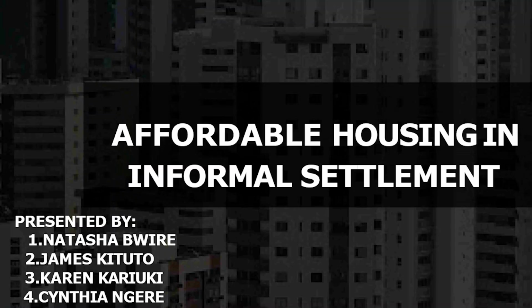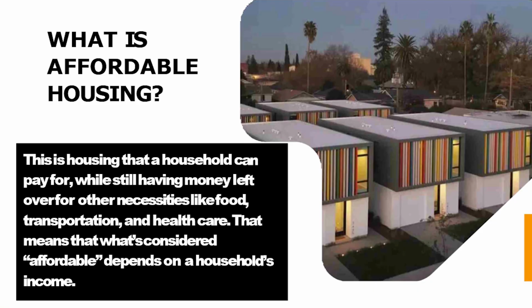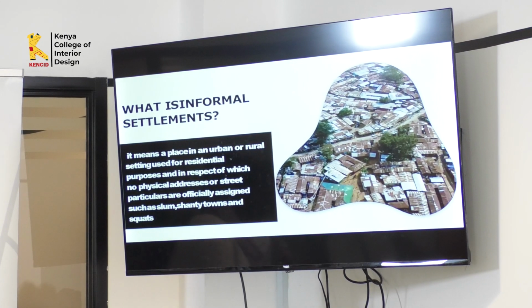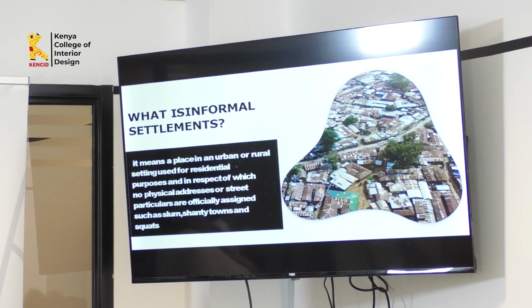So as she has said, today we'll be presenting to you about affordable housing in informal settlements. We're going to start by explaining the definition of the topic so that we understand what we are talking about. This is housing that a household can pay for while still having money left over for other necessities like food, transportation, and healthcare. Informal settlements.